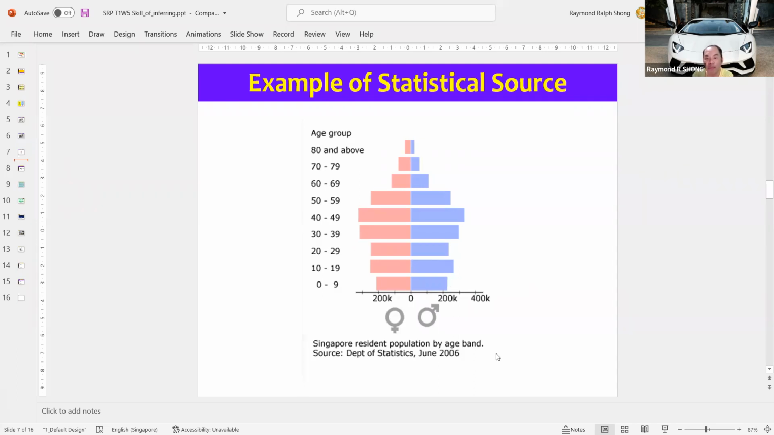Why is there an aging population? Because at the age of 50, I can see that the female has increased to 200K, and then the male also to 100K. Therefore, there is an aging population increase. Don't write like this.